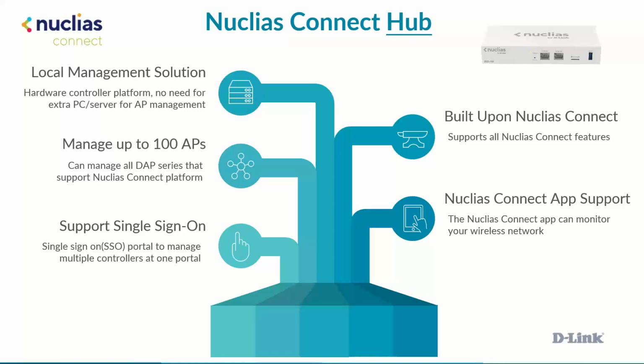So we are looking at about 100 access points for the Nuclias Connect Hub. However, if you use the Nuclias Connect software itself, which is freely available, you can have up to 1,000 access points, and that's going to be dependent on the strength of the machine that you install it on. Likewise, you can install that into services like Amazon's Web Services and Microsoft Azure and pretty much run your own cloud for free.